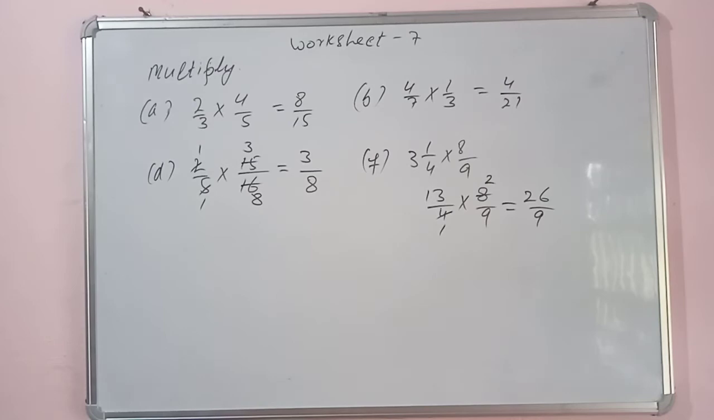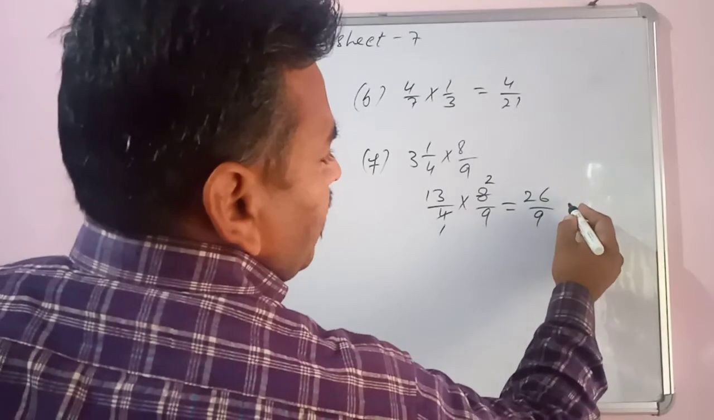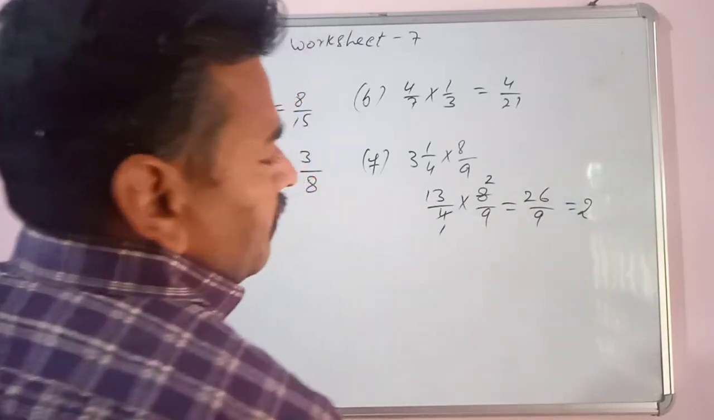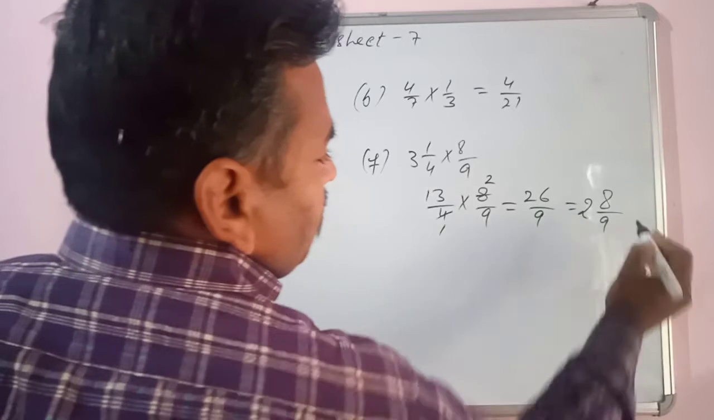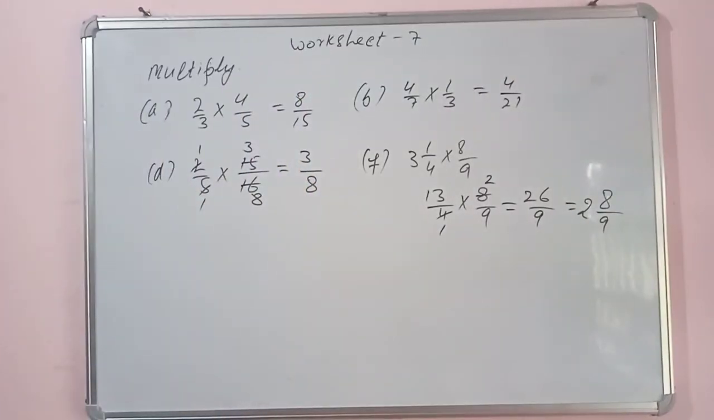So therefore we can convert this into a mixed fraction. We will recite the table of 9 not more than 26. So it is 9 2s are 18 and what is the remainder? That is 8. So what is our answer? That is 2 and 8 by 9.